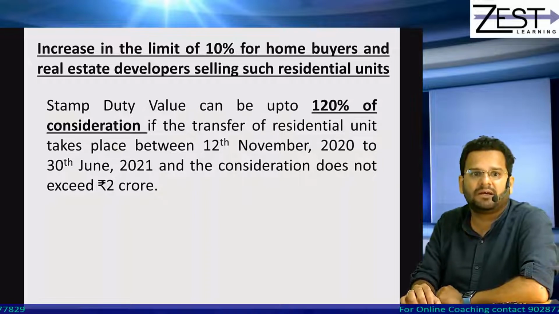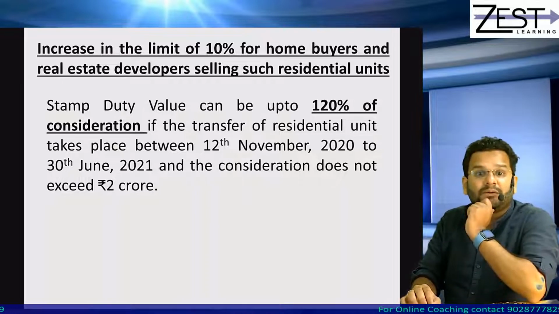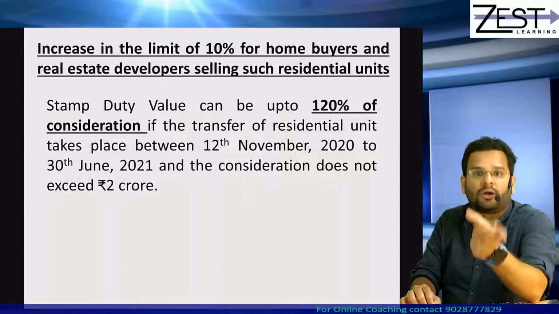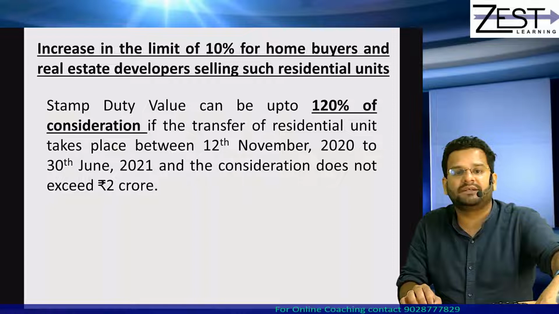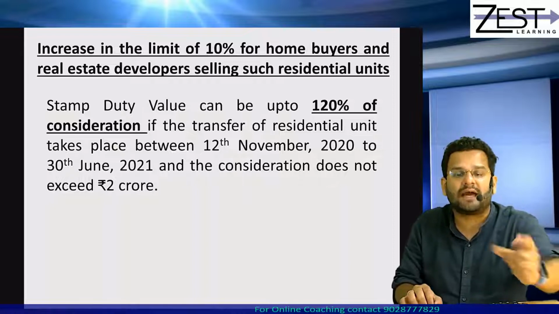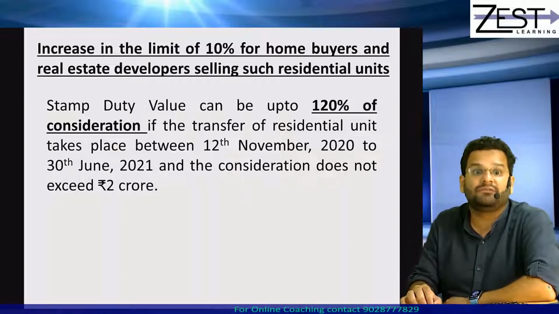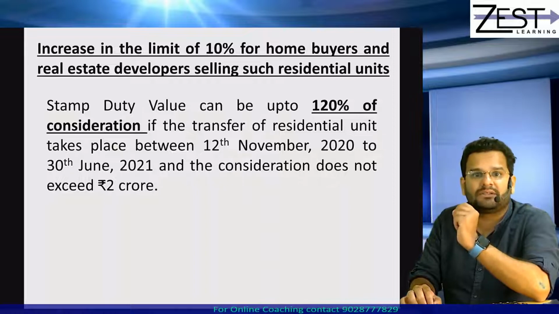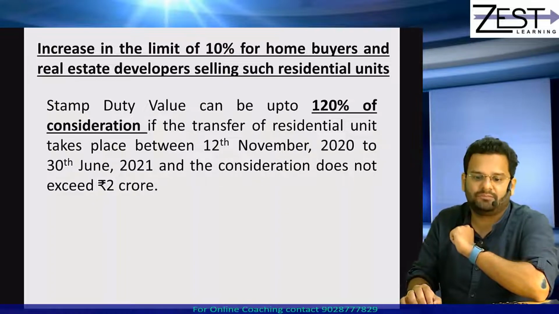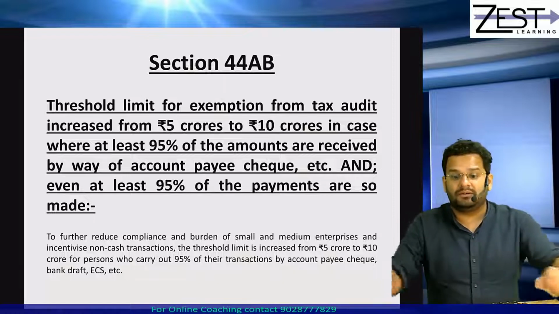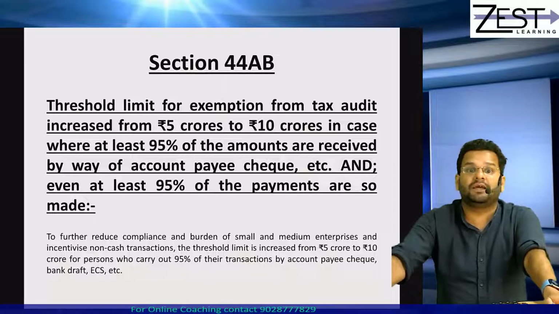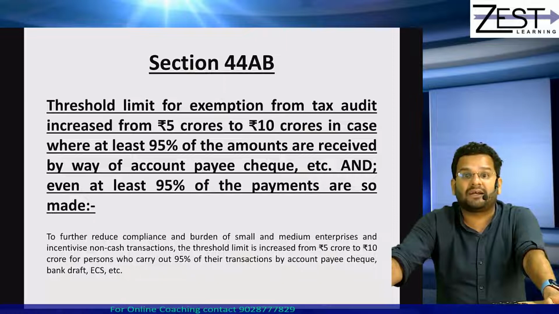What is the meaning of this? Acceptable difference will be 20% instead of 10%. Acceptable difference between what? Between the actual consideration and the stamp duty value. That acceptable difference instead of 10% is now 20%. Okay. Then 44AB, there is a change in 44AB, that is tax audit.